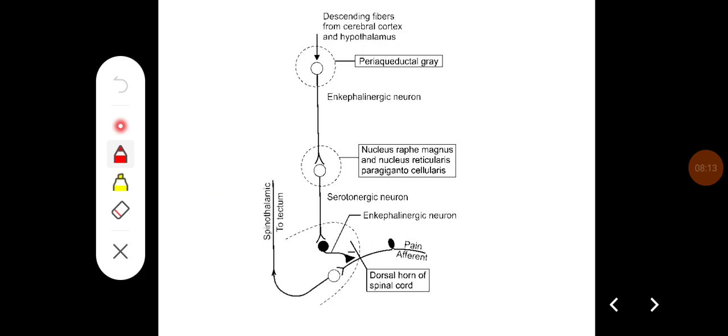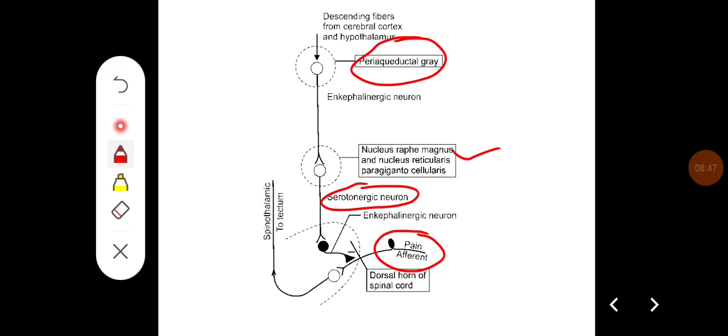This diagram shows the endogenous pain inhibiting pathway system, with descending fibers from the periaqueductal gray matter, and from here enkephalinergic neurons act on the nucleus raphe magnus and nucleus reticularis paragigantocellularis, from where serotonergic neurons form synapses on the interneurons in the spinal cord. These interneurons presynaptically inhibit the pain afferent pathway through enkephalins or endorphins, and thereby inhibit the release of the chemical substance, substance P, which is important for transmission of pain sensation through the spinothalamic tract.